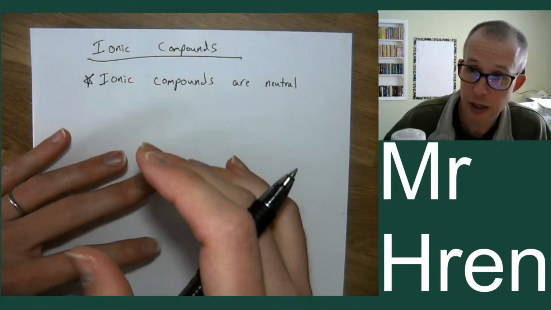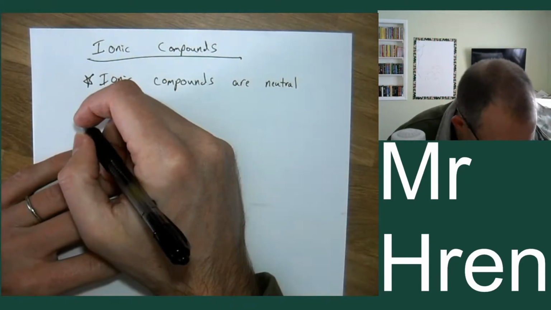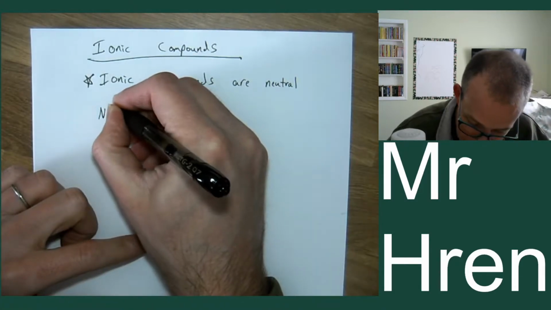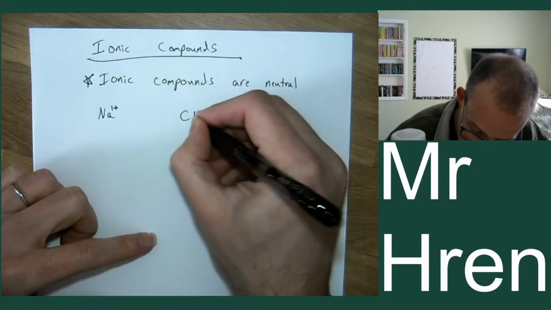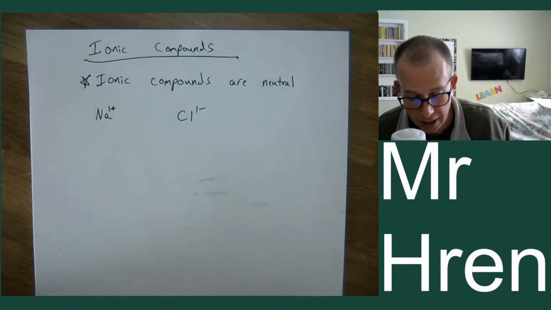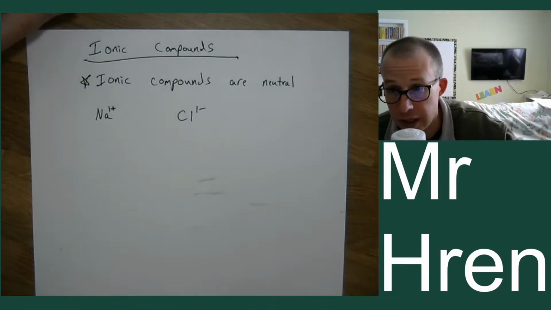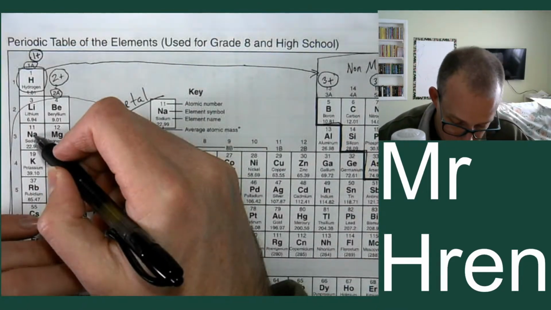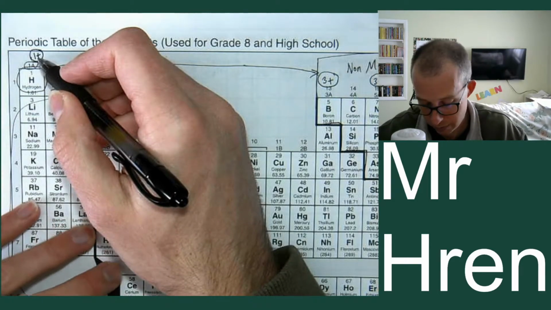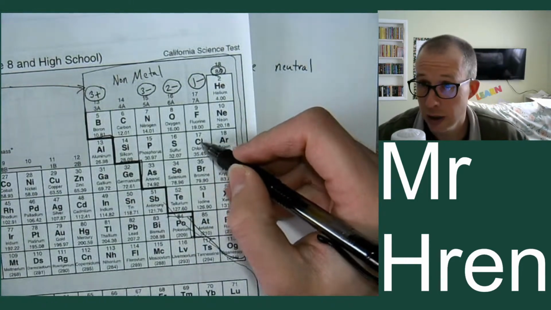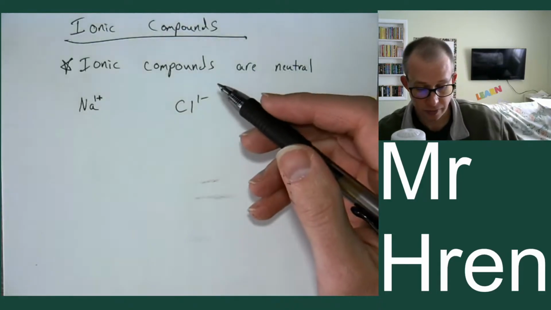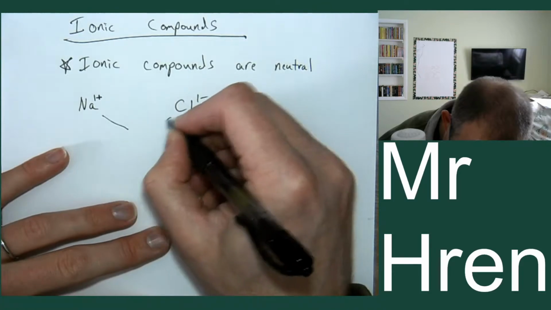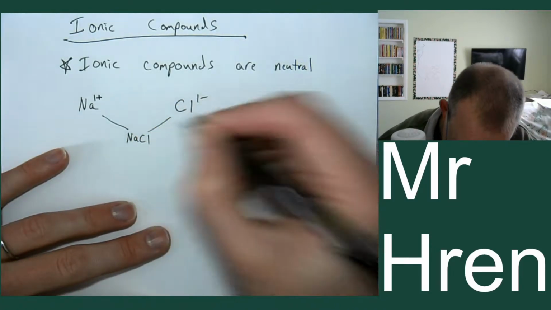Now, what does that mean? Let's look at a really simple example. Let's say you're going to combine sodium, which is +1, and chlorine, which is -1. Those are the ionic charges. And if you're like, what in the world is that? Remember, sodium is a +1 charge. Chlorine is a -1 charge. They're going to bond together, and they're going to combine to form NaCl.